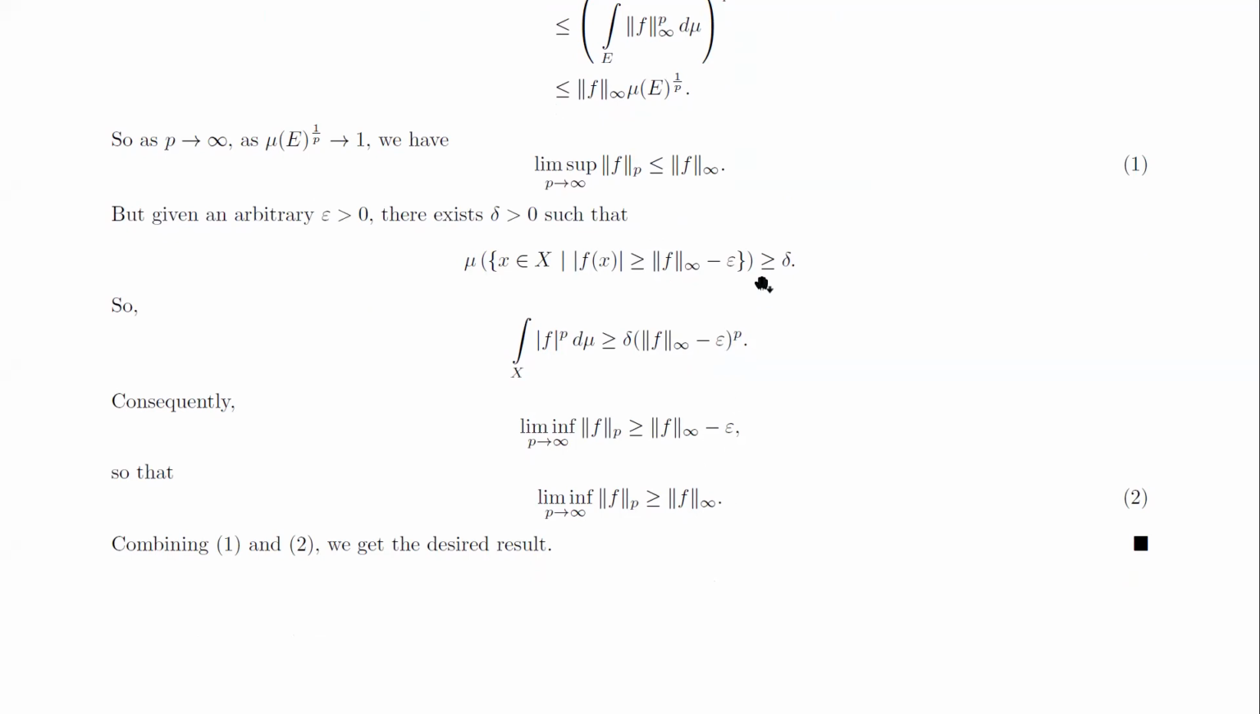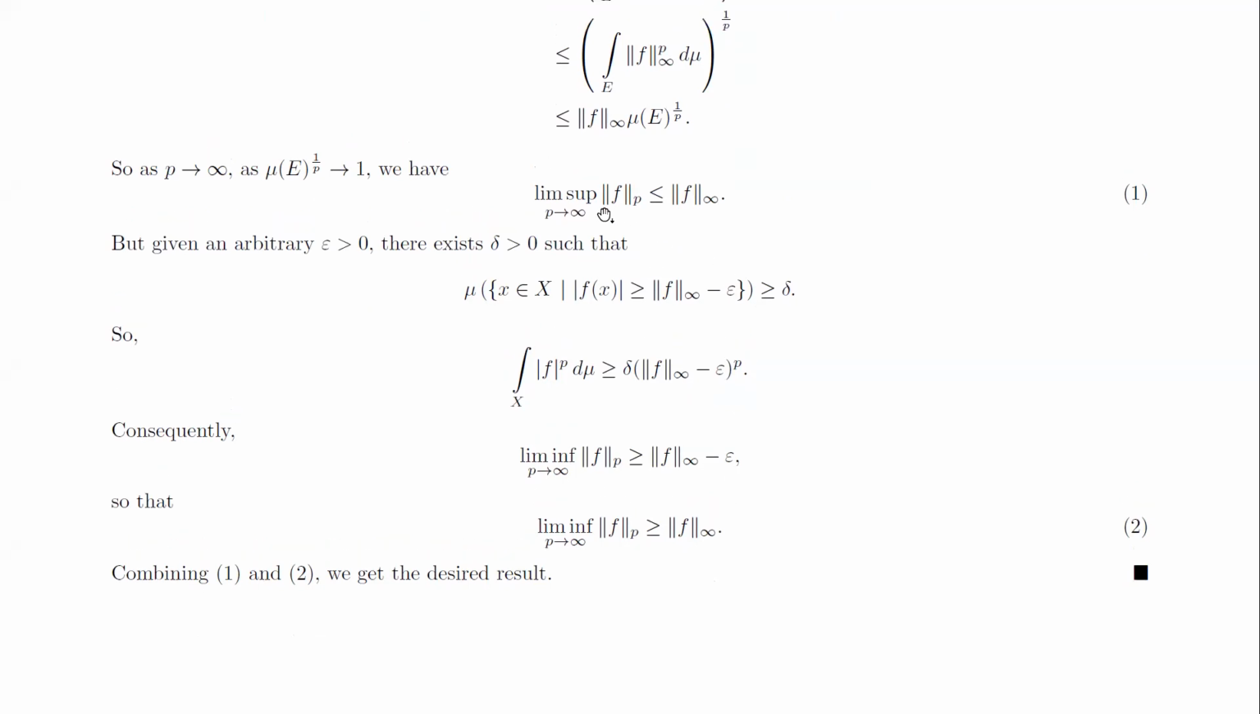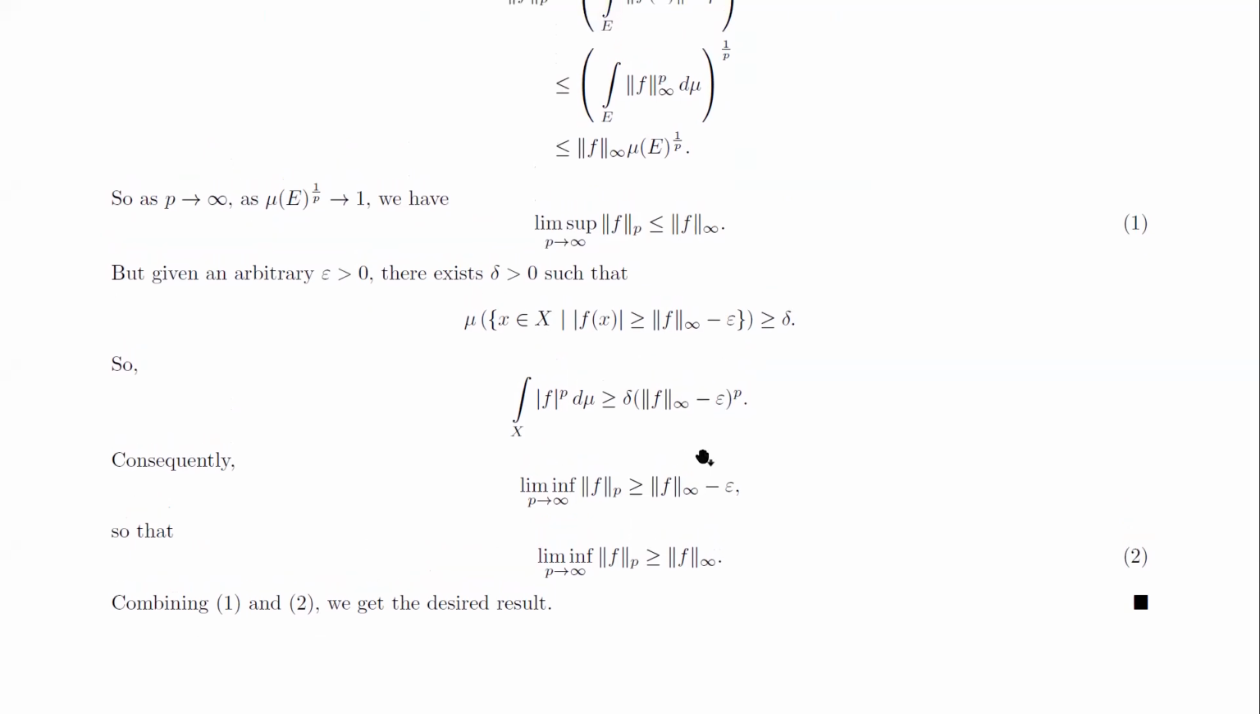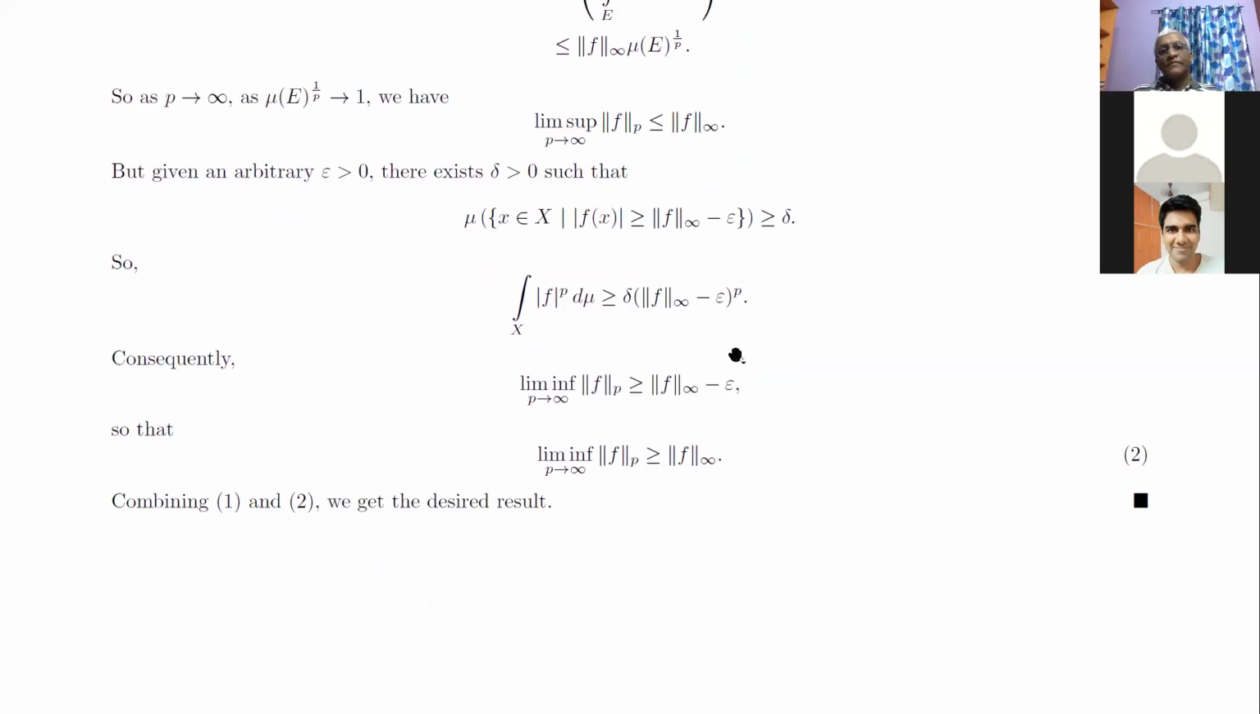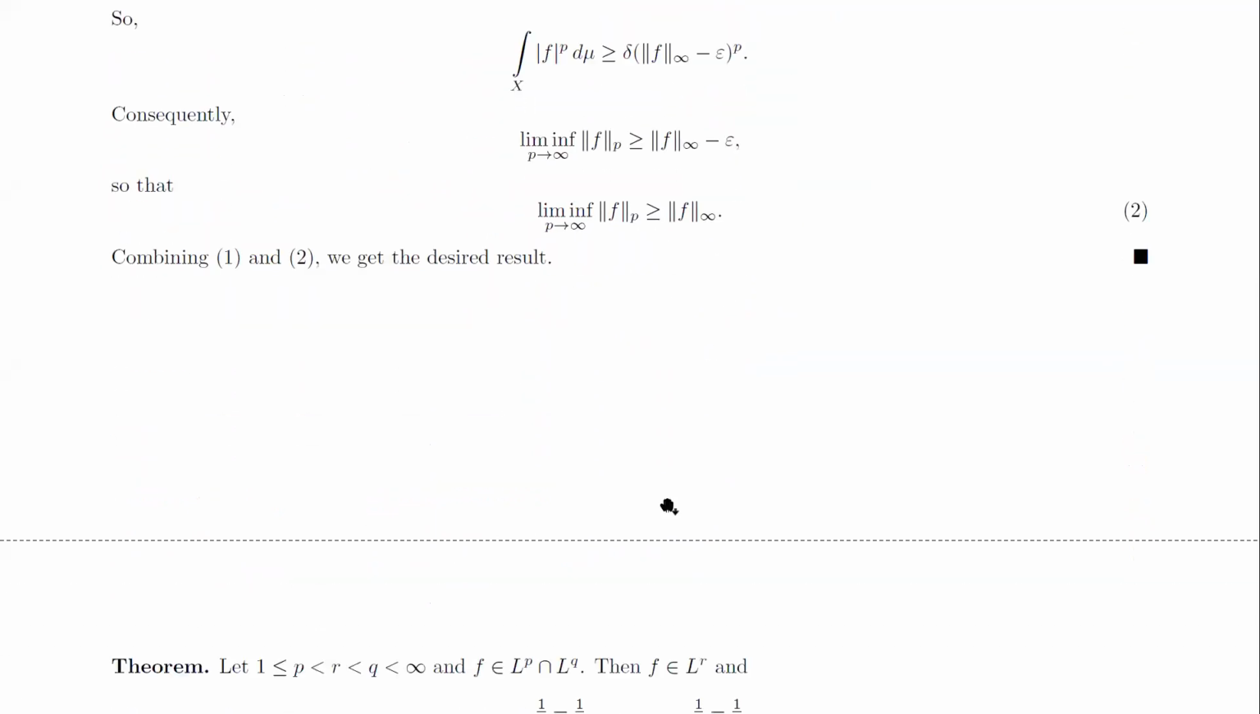So taking a step back, we've proved that the lim sup of f_p is less than or equal to f_infinity, and the lim inf of f_p is greater than or equal to f_infinity. So it must be the case that the limit as p tends to infinity of the pth norm is the infinite norm. This concludes the proof of this theorem.